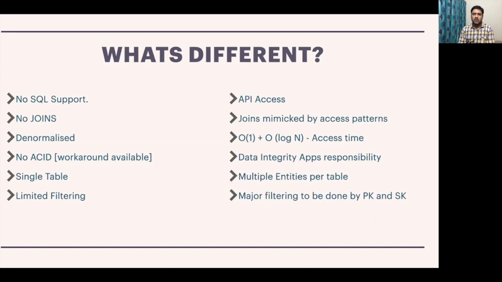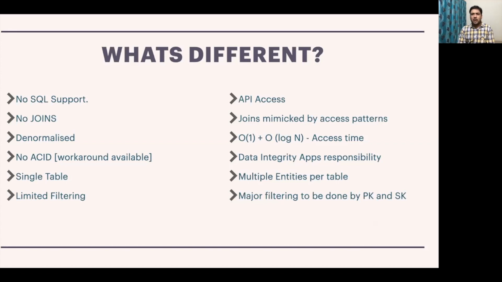Like I mentioned, there is an API which can be integrated into your application. And for administrators or casual users, you have the command line interface or CLI. Since there are no joins, you have to mimic the joins by denormalizing and by defining your access patterns. We are going to talk about access patterns later.